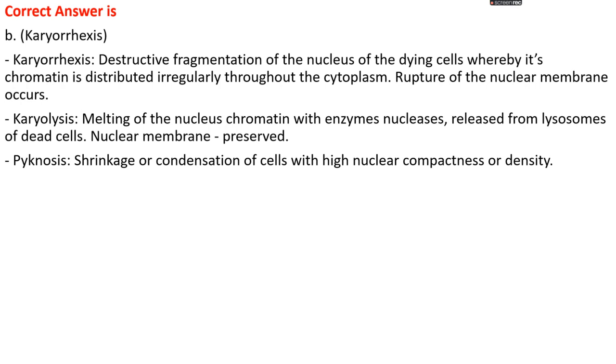Karyorrhexis is the destructive fragmentation of the nucleus of dying cells, whereby its chromatin is distributed irregularly throughout the cytoplasm, and rupture of the nuclear membrane occurs. While karyolysis is the melting of nuclear chromatin with enzymes released from lysosomes of dead cells. And in this case, the nuclear membrane is preserved.